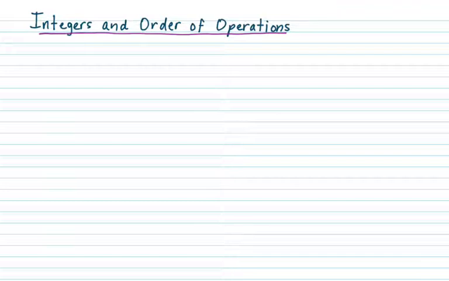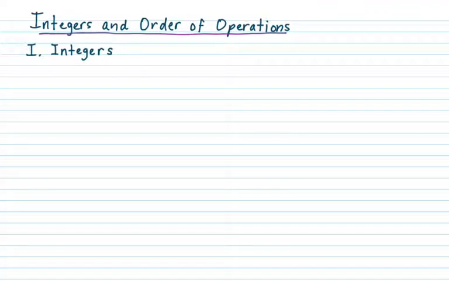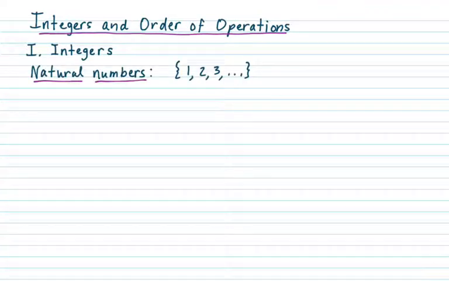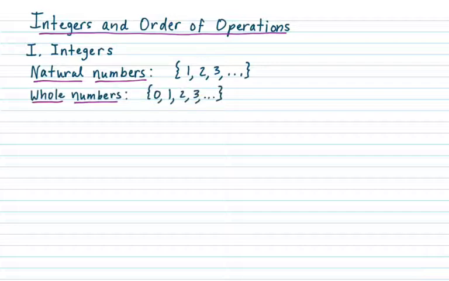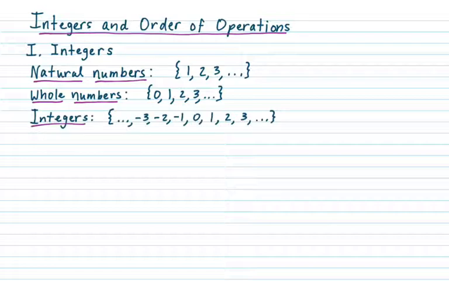So first of all, we're going to talk about integers, and we've already discussed natural numbers, 1, 2, 3, 4, and so on, or the whole numbers that also include 0. And so now we're at integers, and now we have the negatives. So we have the positive numbers and negative numbers and 0 in the middle.